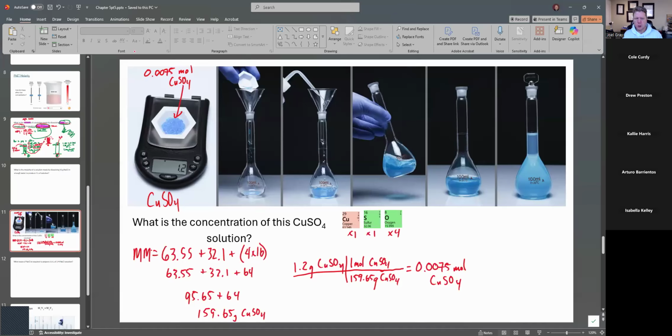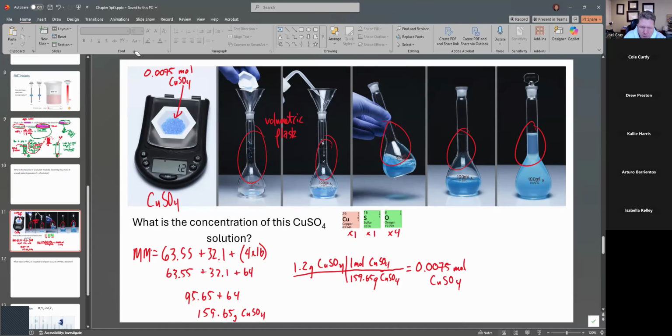Now, this shows the flow that you would do to properly prepare a solution. This piece of glassware that I'm circling is a specialized piece of glassware. This is known as a volumetric flask.